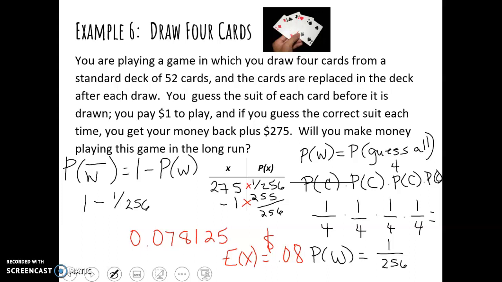So it does look like it's a gain, not a loss, but 8 cents is not very good. On average, if you repeated this a bunch of times over and over again, your average outcome would be about 8 cents.